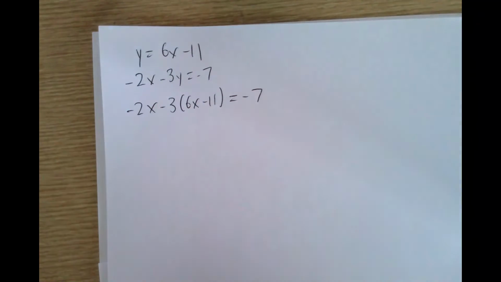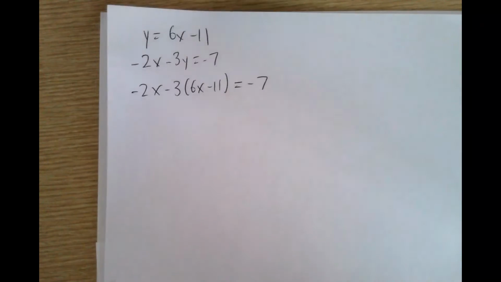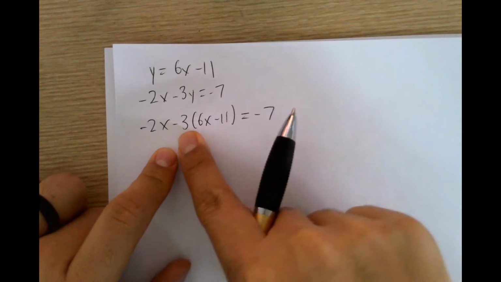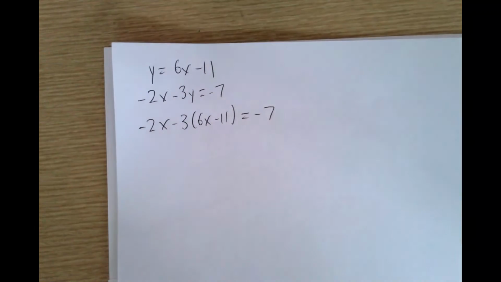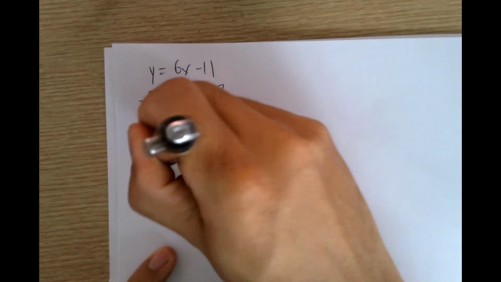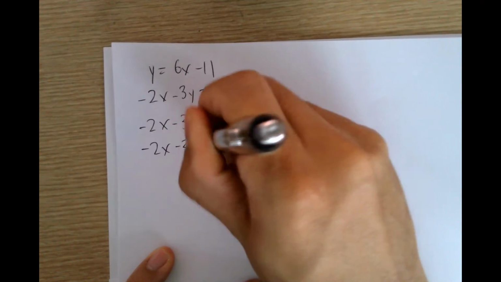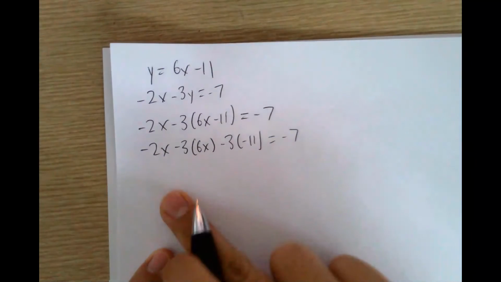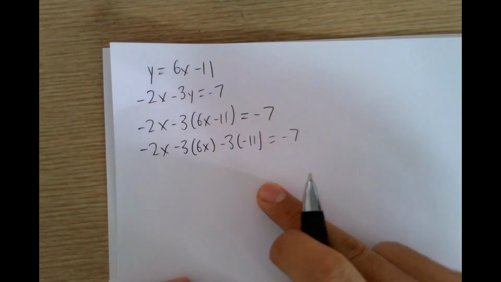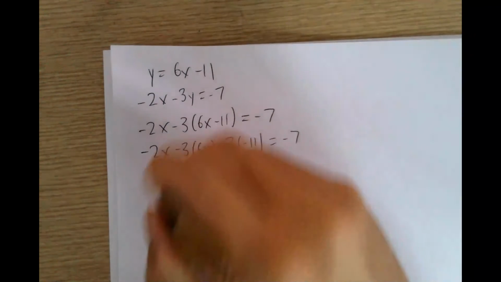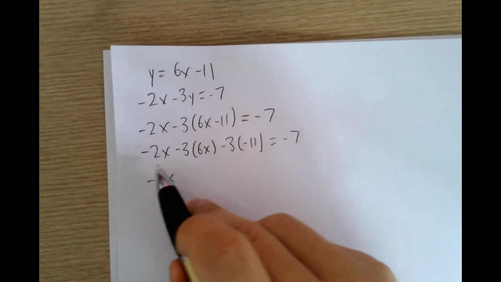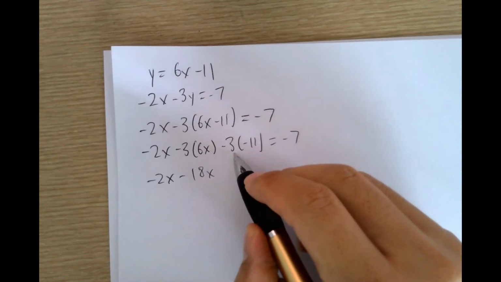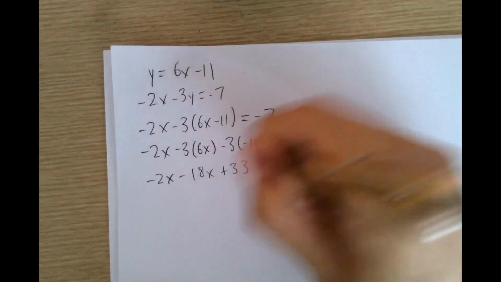So the next thing is you just want to go ahead and simplify. You want to first multiply your negative 3 times 6x and your negative 3 times negative 11. I'm just going to rewrite it to show you what I'm doing here. Negative 3 times 6x, negative 3 times negative 11 is equal to negative 7. You can omit this step, meaning you don't need to include it if you can already do this. So now I'm going to rewrite this as negative 2x. Negative 3 times 6x is equal to negative 18x. Negative 3 times negative 11 is equal to positive 33, is equal to negative 7.